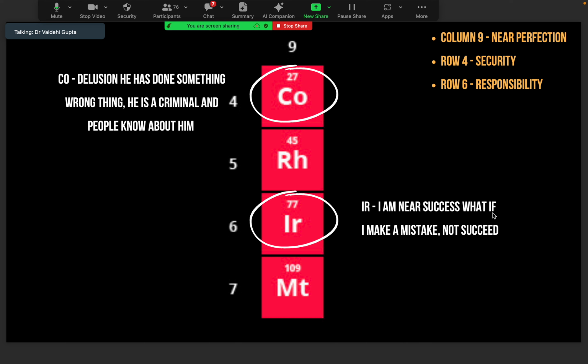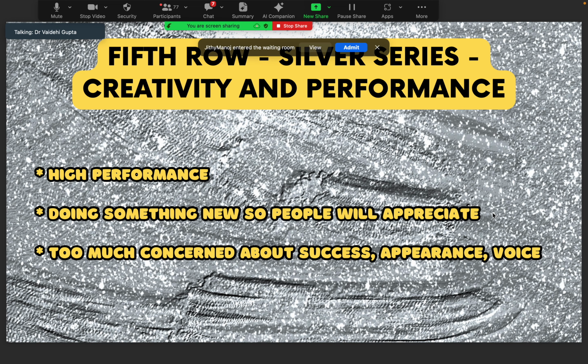Iridium, I am near success. What if I make a mistake, not succeed? Because it is a row of responsibility. He knows that he will do one mistake and all his hard work is gone. It is a phase of responsibility, a phase of middle age. It has lots and lots of responsibility for his parents, for his children, for his spouse. That's why there is a great fear. What if he will not succeed?